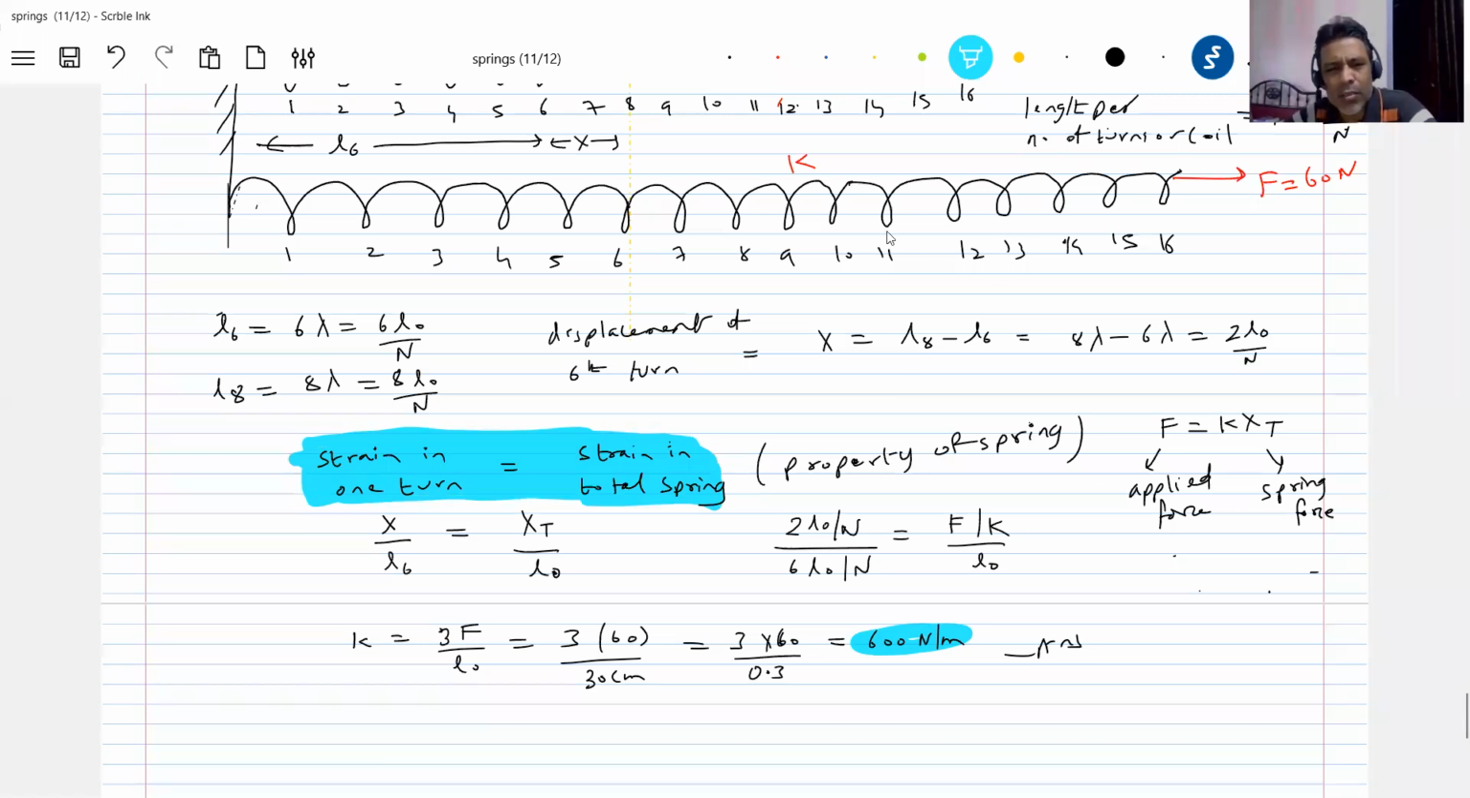No, meter, no. This is spring constant. What is the unit for spring constant? Force by displacement. Okay, after this, it is asking now the second part of the problem.